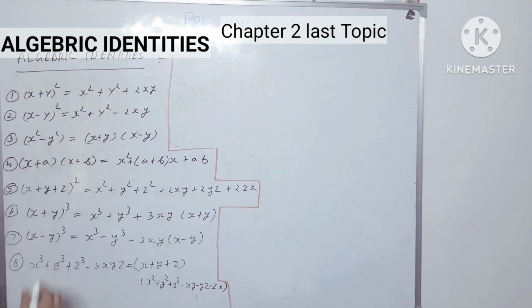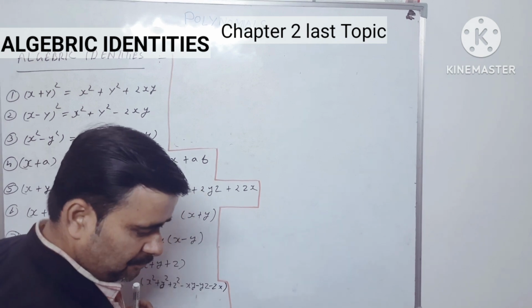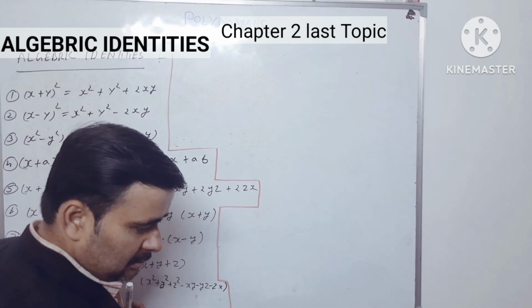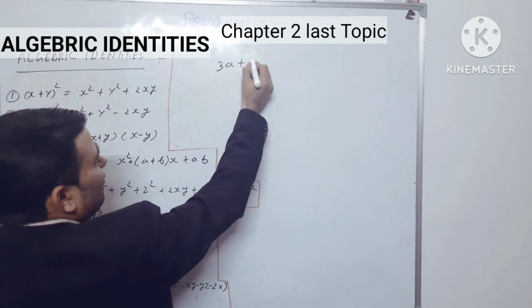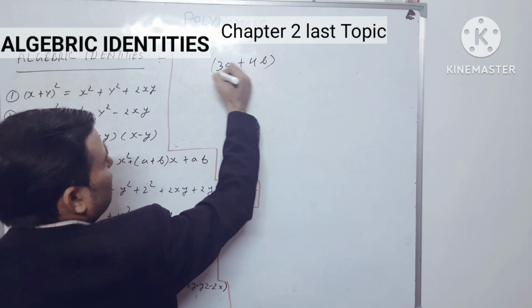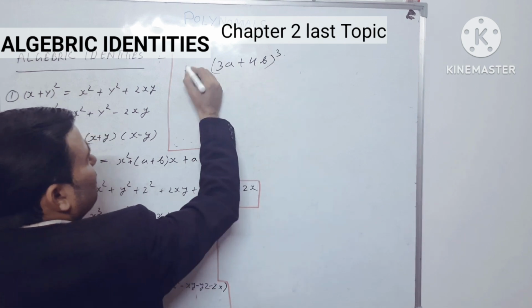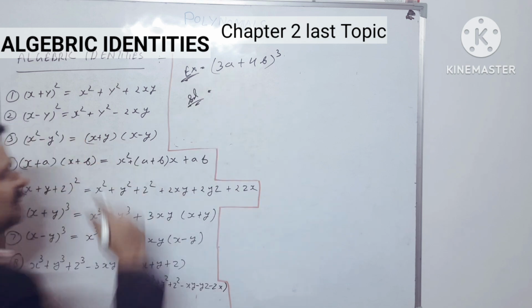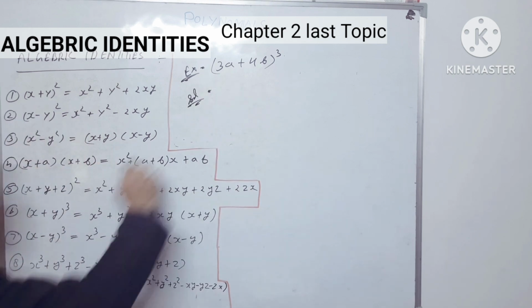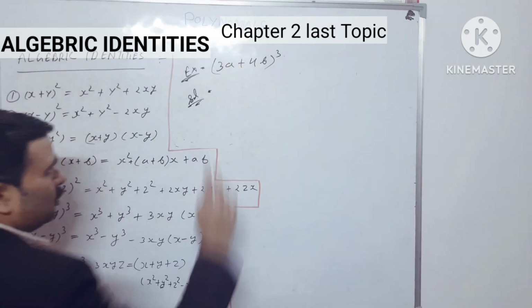Suppose we want to calculate this. Suppose we want to find the value of (3a + 4b) whole cube. That is the question in which someone told us to find the value of (3a + 4b) whole cube.